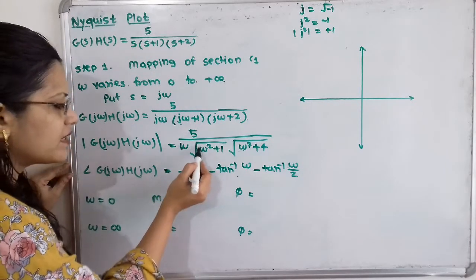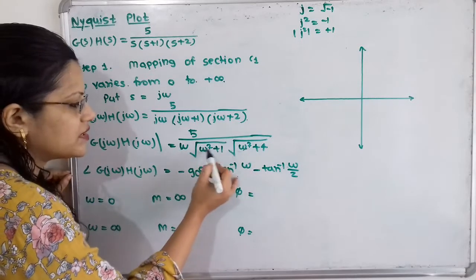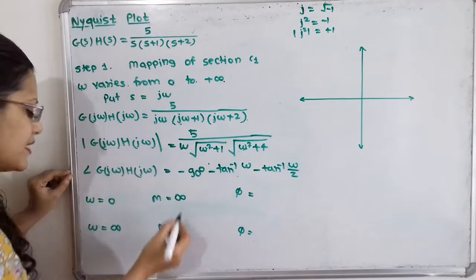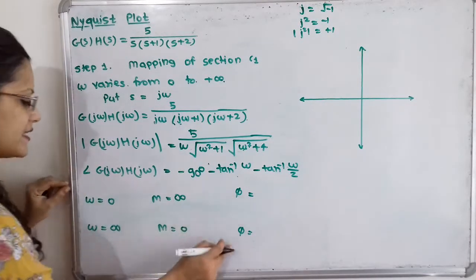So phi, and here infinity plus 1, that is equal to infinity. So these terms will also become infinity. So anything divided by infinity, that is equal to 0. Then we will move for the phase angle phi.